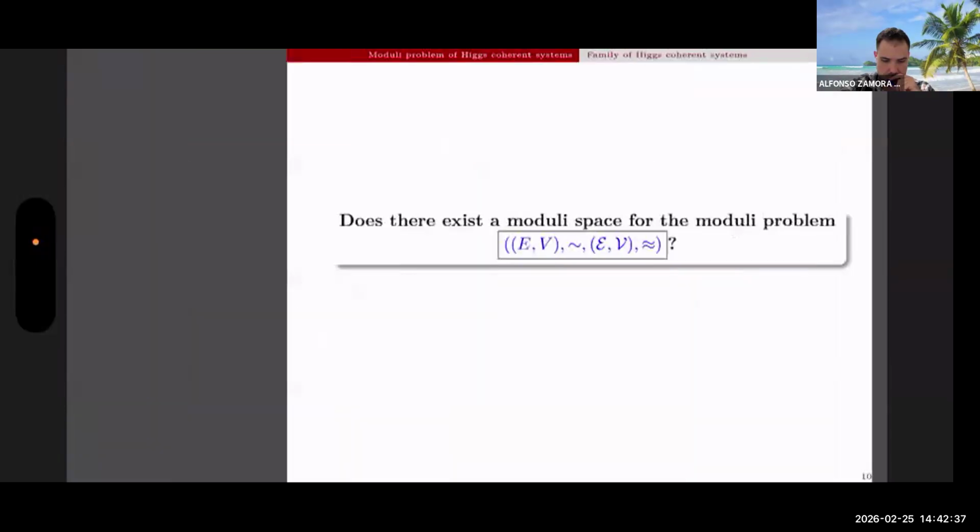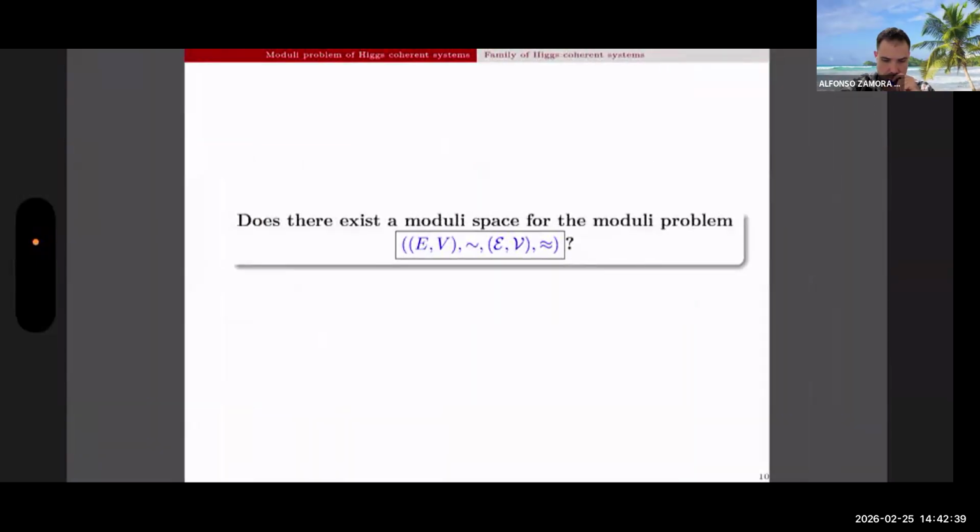And our goal is to determine whether the space of isomorphism classes admits an algebraic structure that reflects how these augmented bundles deform. But before moving on, are there any questions at this point? If not, let me continue.